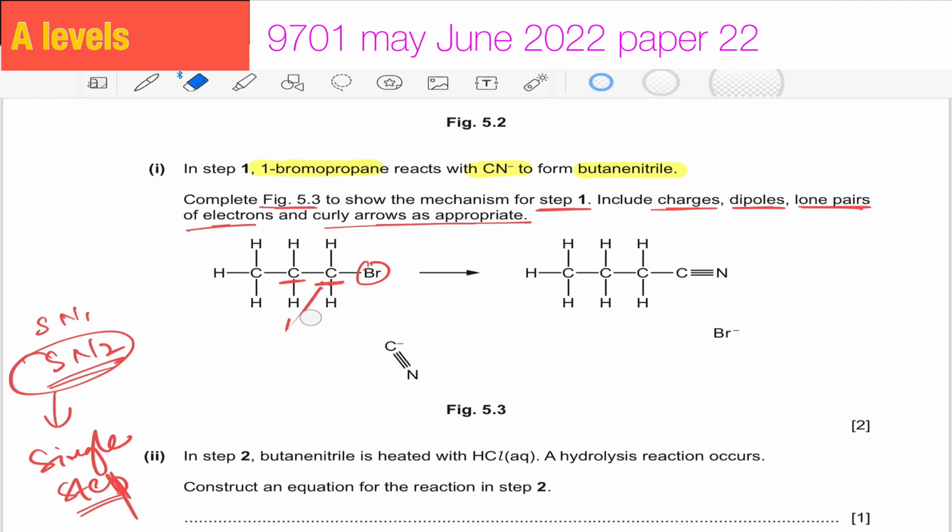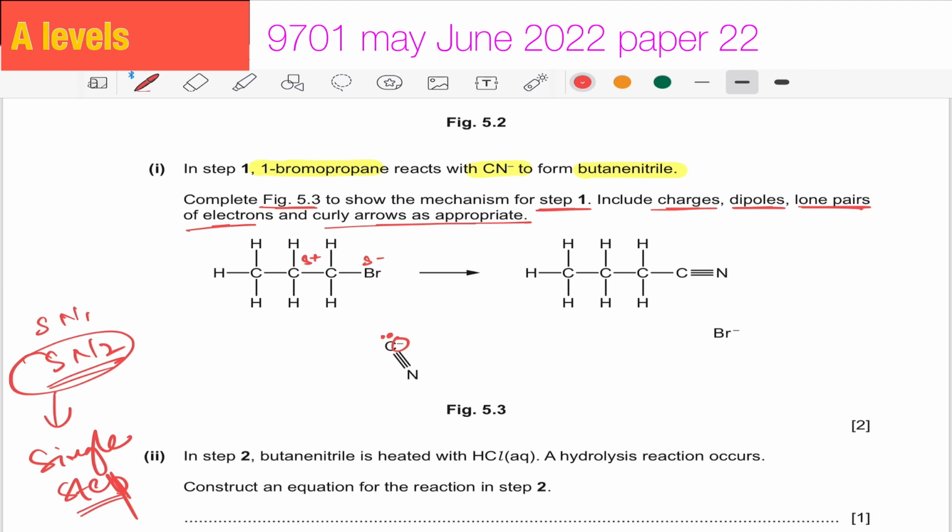So let's write the mechanism, but first erase all this. Now we have to show the mechanism for step 1, including charges. So first of all, we would draw the charges on carbon and bromine. Bromine is partial negative, carbon is partial positive, and cyanide. So we have mentioned the charges. Then dipoles, so these are dipoles, partial positive, partial negative, and lone pairs. So this carbon would have a lone pair as well, right? This would have a lone pair and negative charge. They have already shown the negative charge. And finally, we would show the curly arrows.